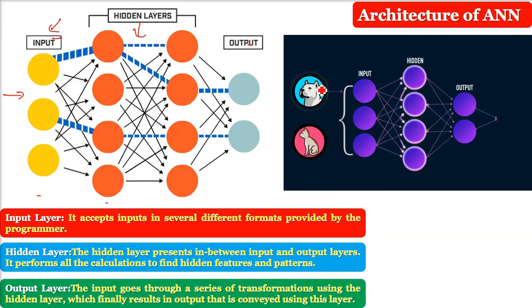So here you see an example of how a face or a pattern is recognized through input by the hidden layers, and the output is being shown here. We'll take up a real life example also.